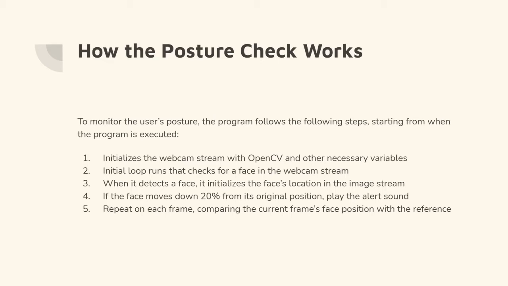Once the face is detected, it will initialize the face's location in the image stream and keep it for future frames. And then we use that frame as a reference such that if a new frame coming in moves down 20% from the initial position, we're going to play an alert sound. Only in the down position though, we're keeping it open in the up position in case the user gets up, walks around, etc. And we repeat this on each frame, comparing the current frame's face position with the reference.